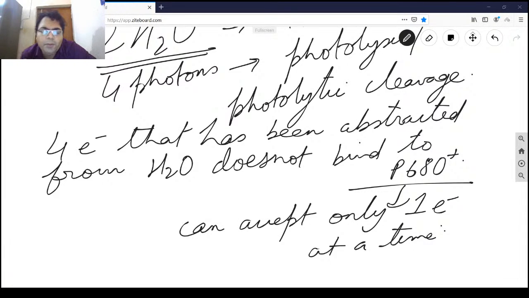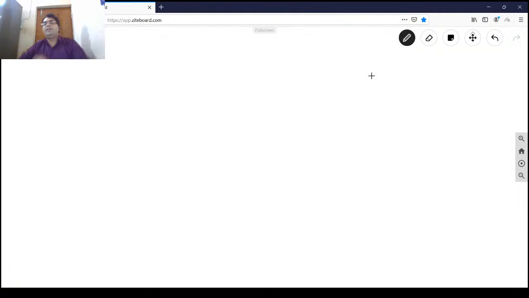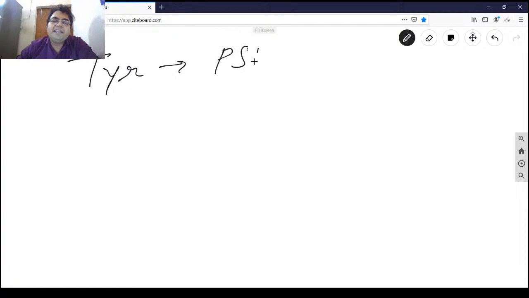Now the immediate donor to P680 is a tyrosine amino acid which is present in PH2, in the D1 subunit, but at your level just think of tyrosine as present. It's an amino acid which is a component of protein present in PH2. So the immediate transfer is done by tyrosine present in PH2.